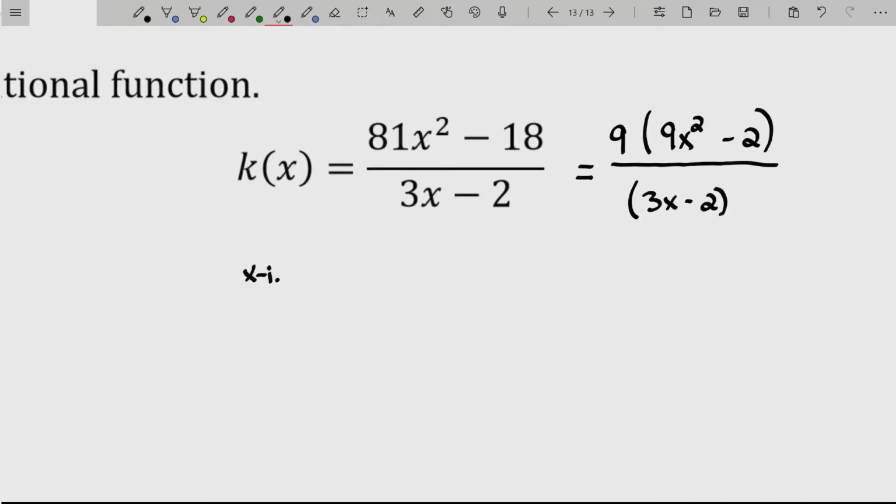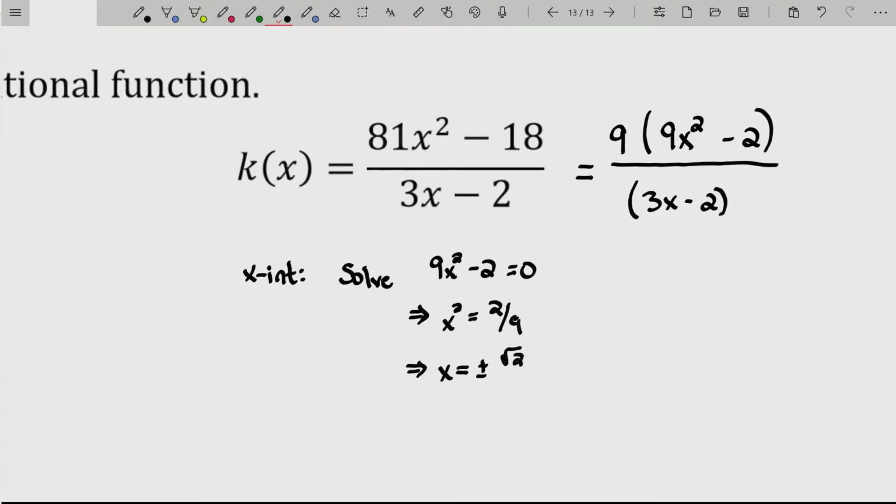And now let's talk about the x-intercepts. Those occur when the numerator is 0. Well, they occur when y is 0, but that means they occur when the fraction is 0, which means the numerator is 0. So we're going to solve 9x squared minus 2 is equal to 0. That will imply x squared is equal to 2/9, or in other words, x itself is equal to plus or minus root 2 over 3.